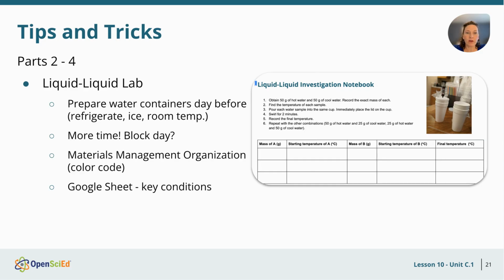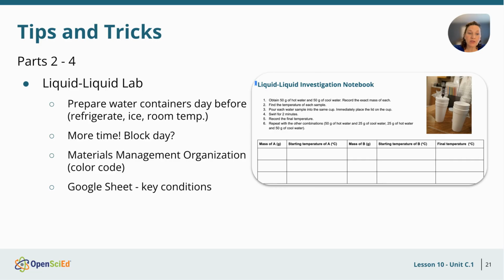So in part 4, this is the liquid lab. You need to remember to prepare the cold water and the ice cubes and the room temperature water the night before so that you can put them in the refrigerator and the freezer. And you'll need a new set of water for each class that you teach. This lab will definitely require more than the 11 minutes that are listed in the teacher's edition. So plan to do it on a block day if you can.